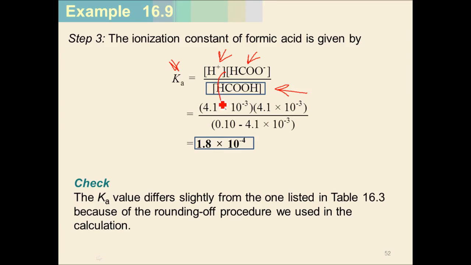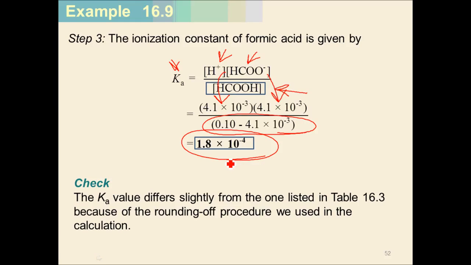We again, the pH told us, take the antilog, and so you get the hydronium ion concentration to be 4.1 times 10 to the minus third, 4.1 times 10 to the minus third for HCO2 minus. And then our acetic acid, remember to take 0.1 minus your 4.1 times 10 to the minus third. On your calculator, I hope you get 1.8 times 10 to the minus fourth.